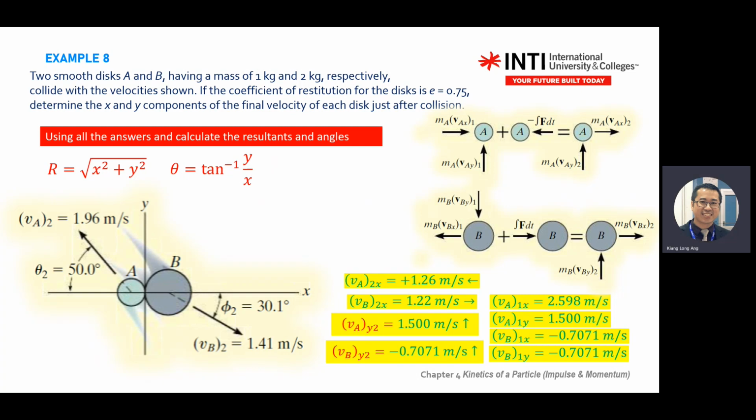Okay, we're not going to show you how to find the angle already. You already expert already. So you have two vector here. You find the resultant, then you find the tangent. You inverse the tangent, you find 50 degree. Same with the B. You have VB 2x and VB 2y. Square this one, square this one, square root, you get the magnitude 1.41. This one to the left, this one go up, so the direction is, so this one is negative, so it go down. Negative is go down, so it's going this way.